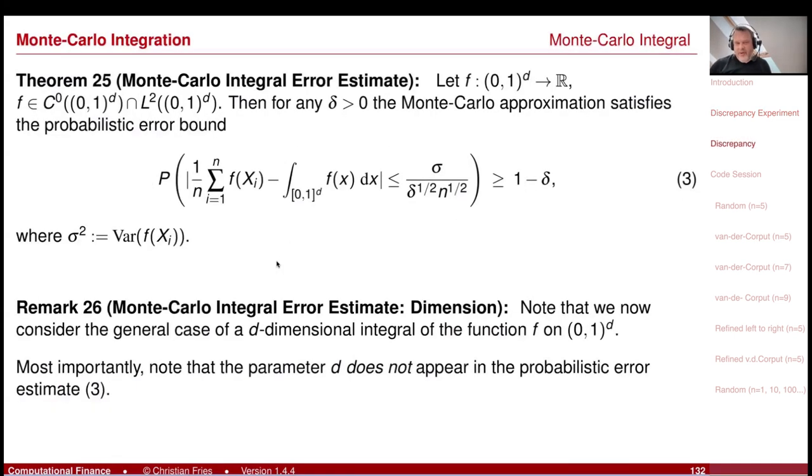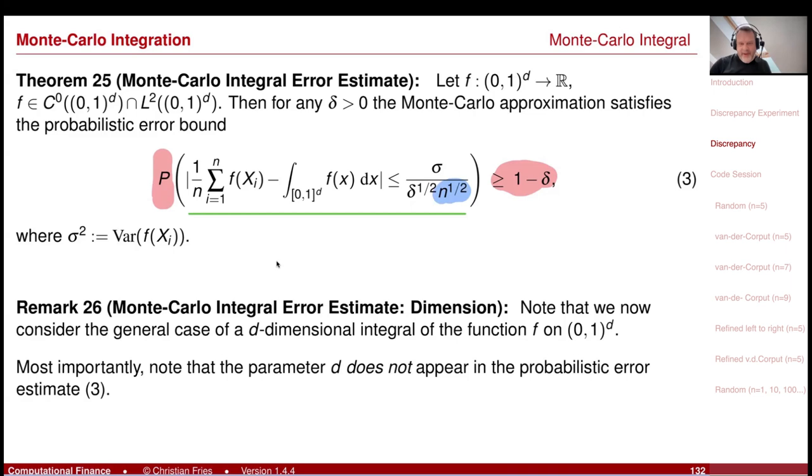So recall the Monte Carlo convergence rate. This was our estimate. We had this little drawback that it holds only in probability. But you know now that you can remove this by introducing the discrepancy, and then you replace this part by the Koksma-Hlawka inequality. And for Monte Carlo, so for a sequence of random numbers, we had the convergence rate 1 divided by square root of n.